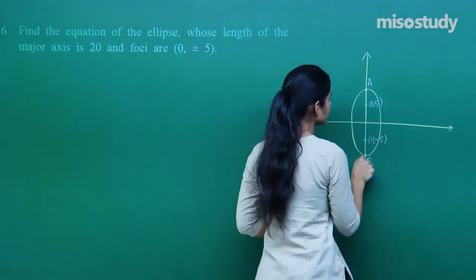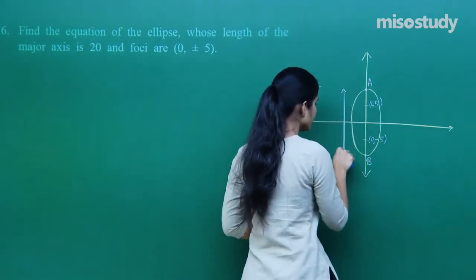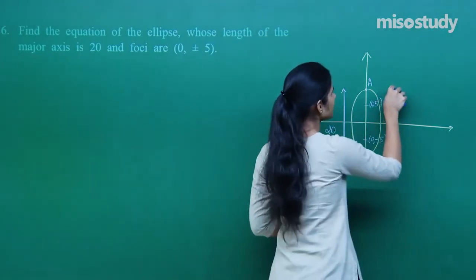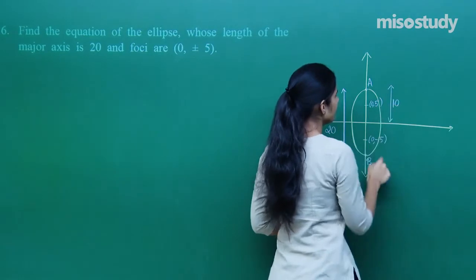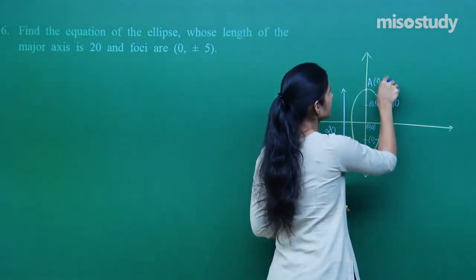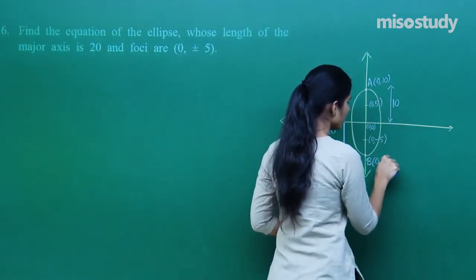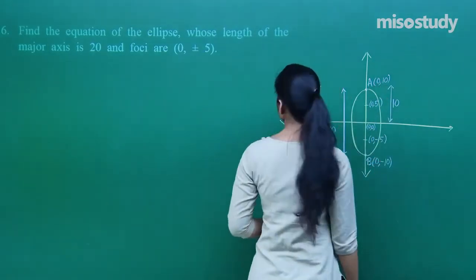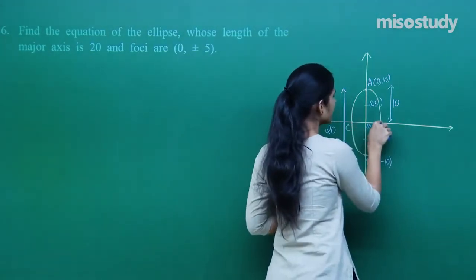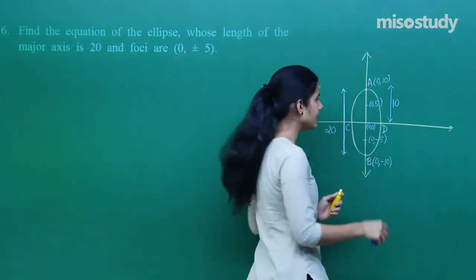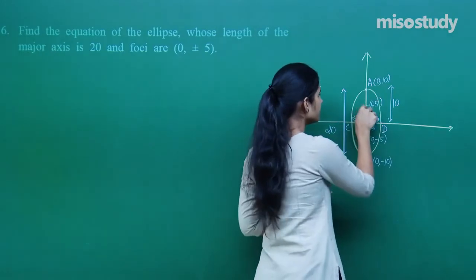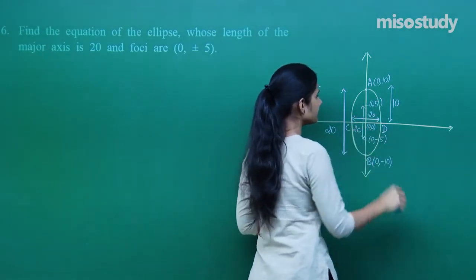AB is my major axis, length of AB is given to be 20. If the length of the major axis is 20, that means the length of the semi-major axis is 10. From origin to point A, if it is 10, that means the coordinates here are (0, 10) and here they are (0, minus 10). After that I know that this CD is my minor axis and the length of CD I know is 2B. And the distance between the two foci I know is 2C.